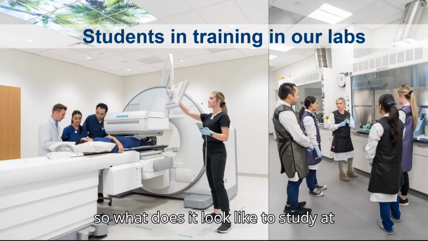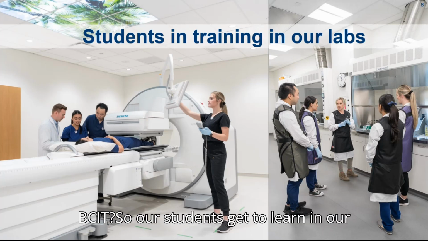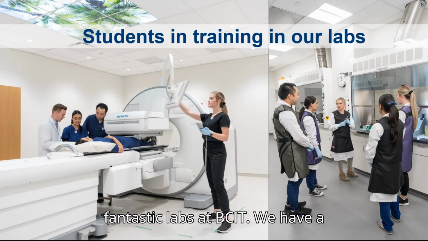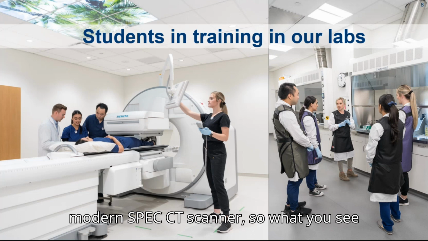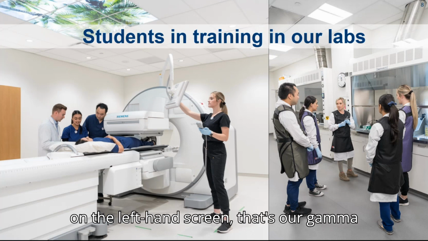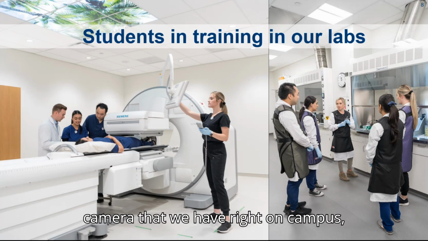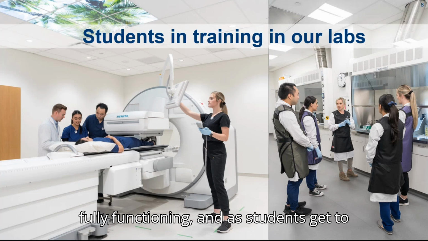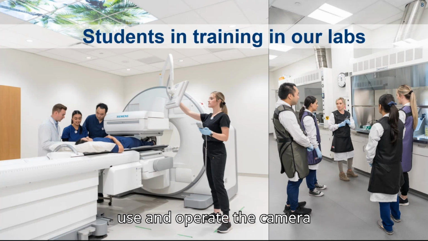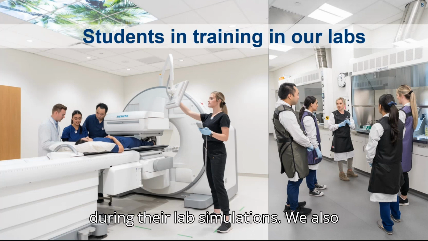All right, so what does it look like to study at BCIT? Our students get to learn in our fantastic labs at BCIT. We have a modern SPECT CT scanner. What you see on the left-hand screen is our gamma camera that we have right on campus, fully functioning. And the students get to use and operate the camera during their lab simulations.